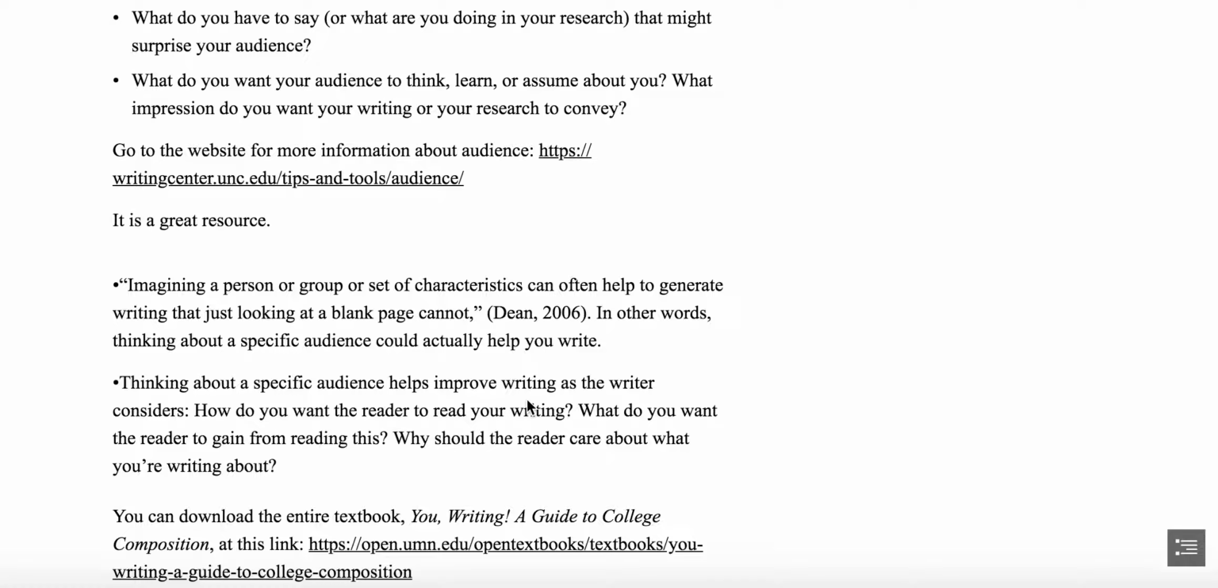When you're writing, you've got a strong audience, you're like, this is who I'm writing for. Then what's your purpose? What do you want your reader to walk away from your essay with? What do you want them to do, to think? All right.